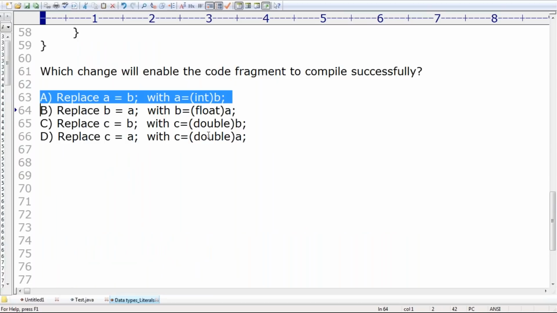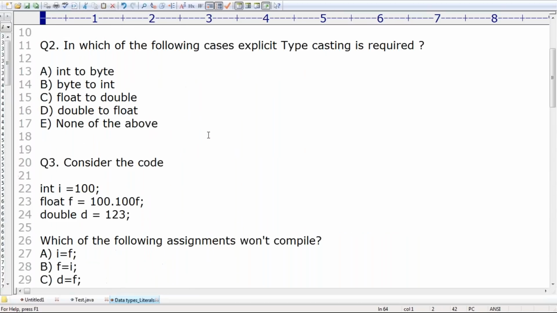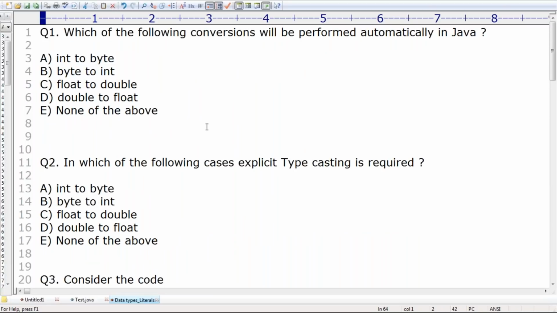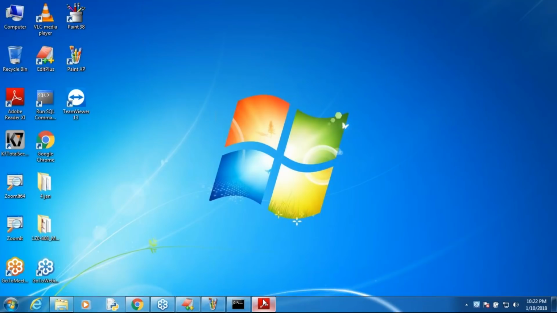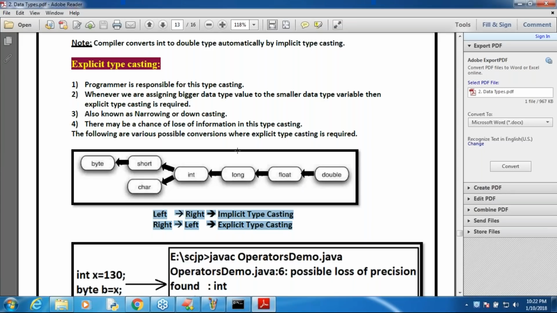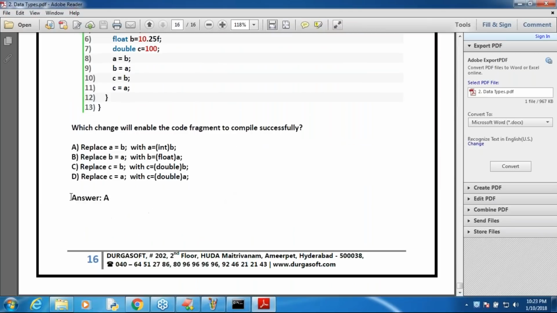Clear for all of you, right? That's all. This is about data types and the literals concept. This is the second topic we have. Sir, download the material and please go through it. I clearly specified these bits and clearly provided answers also.